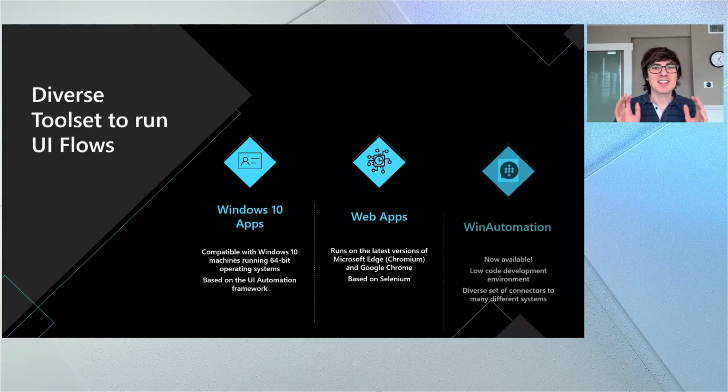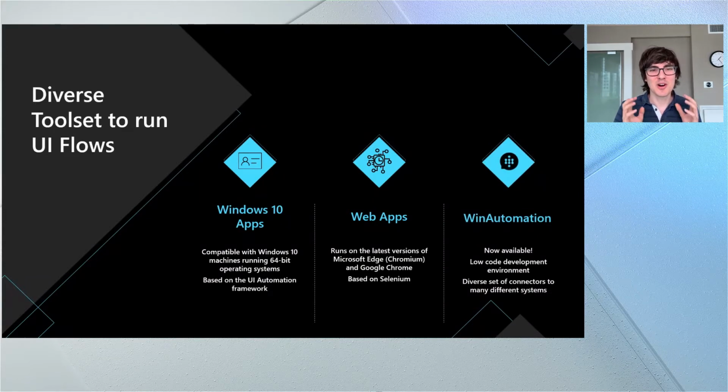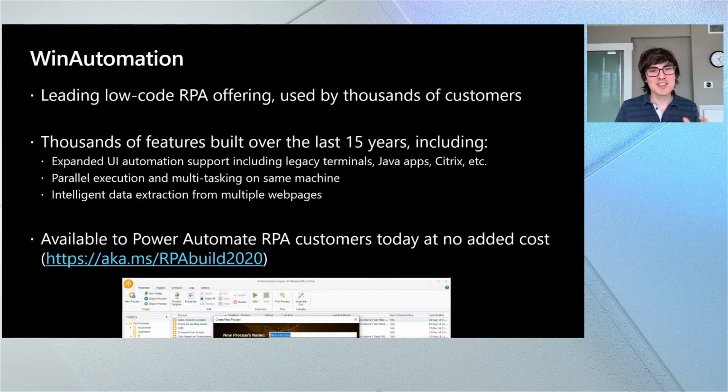And new, I'd like to announce that you can also use something called Win Automation to be able to automate your Windows applications running on your desktop. So this is a really exciting announcement. Today at Build, we are announcing that Microsoft has acquired Softomotive. And Softomotive is a leading vendor in the RPA space, used by thousands of customers.